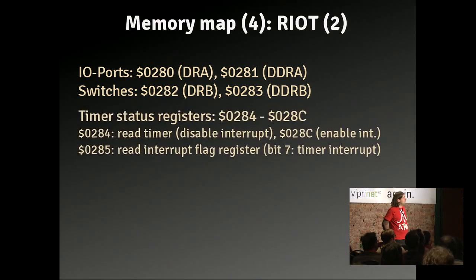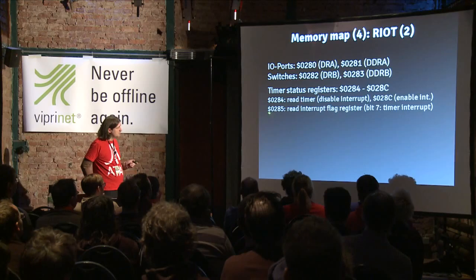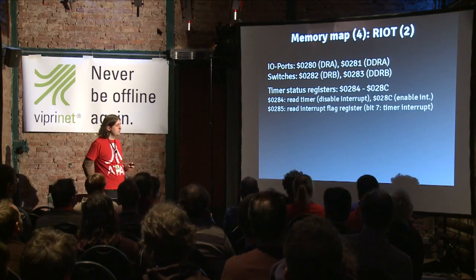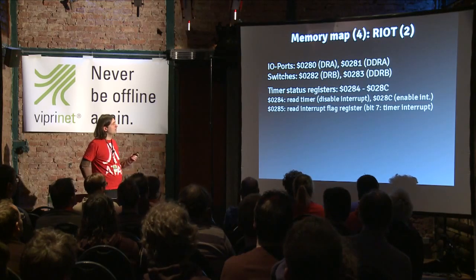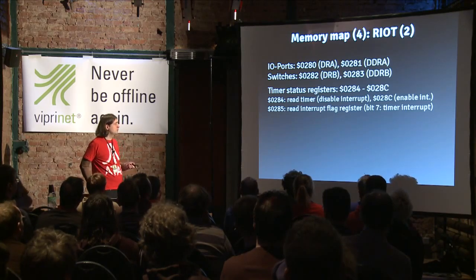So we've got the timer status register. You can read the timer in 2 different modes, with the interrupt disabled and enabled. I specifically chose to select this address for reading the interrupt flag register. So even though the interrupt of the RIOT isn't triggering the interrupt on the CPU, we still can read if an interrupt has occurred, even though we are not triggered by it.